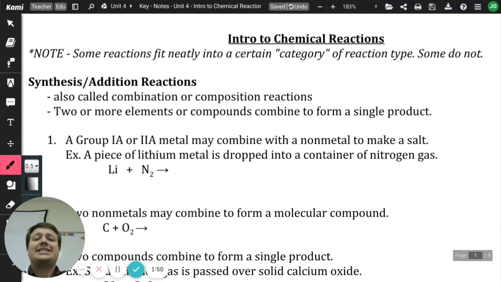Now, for a synthesis reaction, what we're going to be doing is taking 2 or more elements or compounds and combining them to form a single product. When we talk about synthesis, remember the word synthesis means to build or to create. So we're taking these elements or compounds and putting them all together to make one single product. That's a big important identifier for a synthesis reaction: that single product.